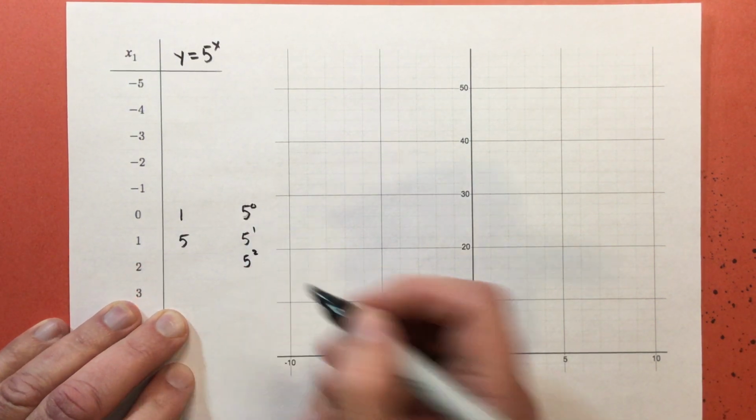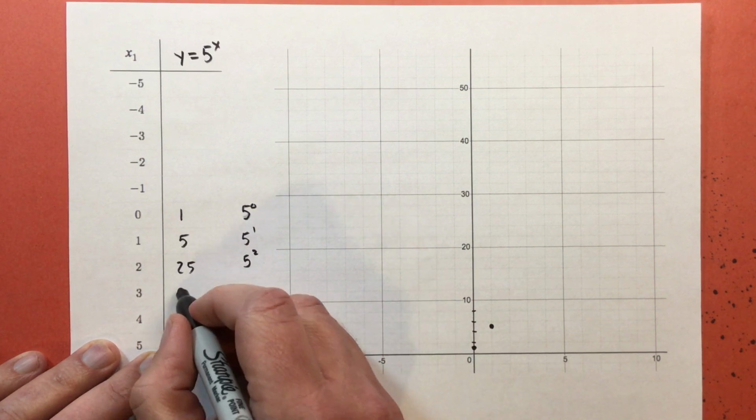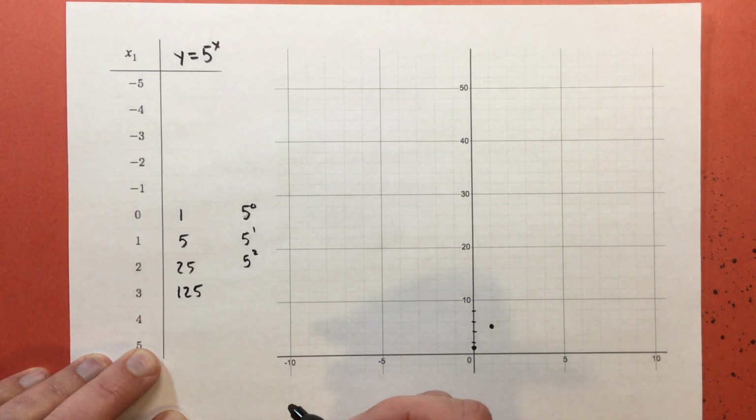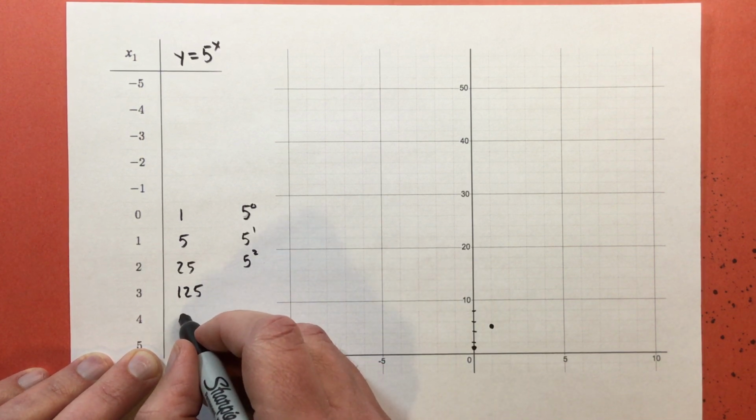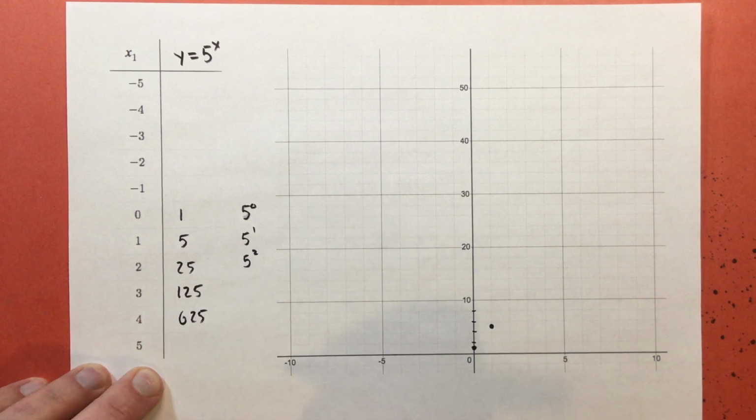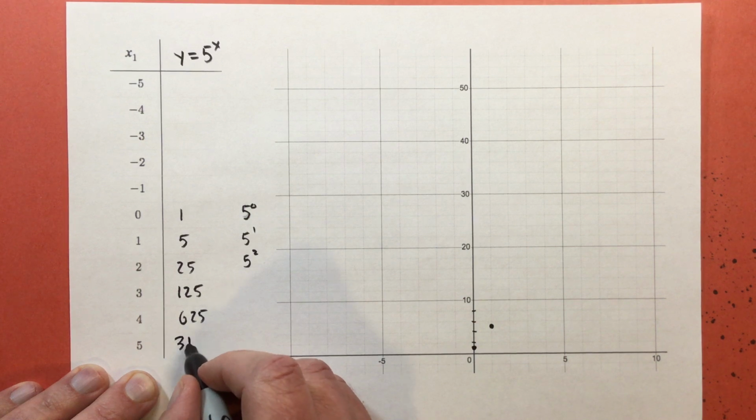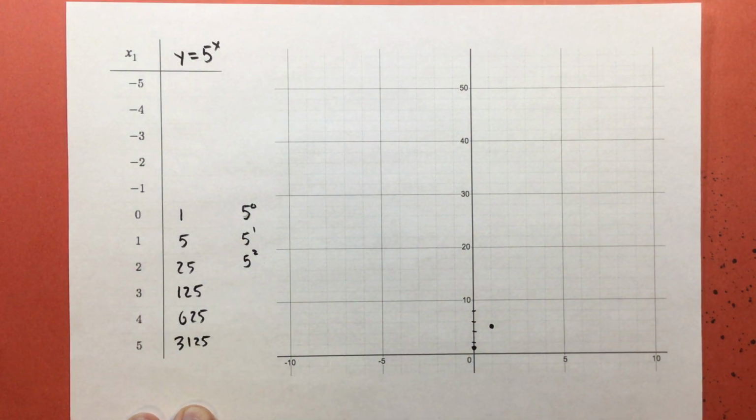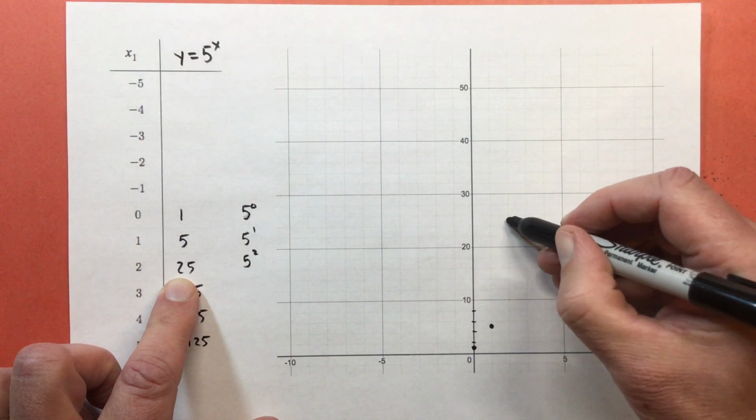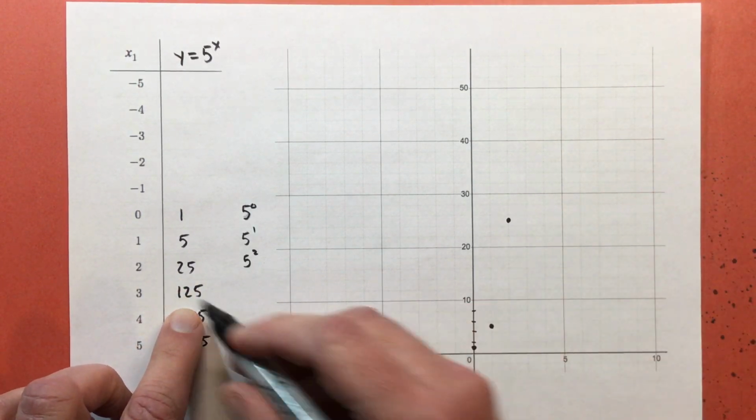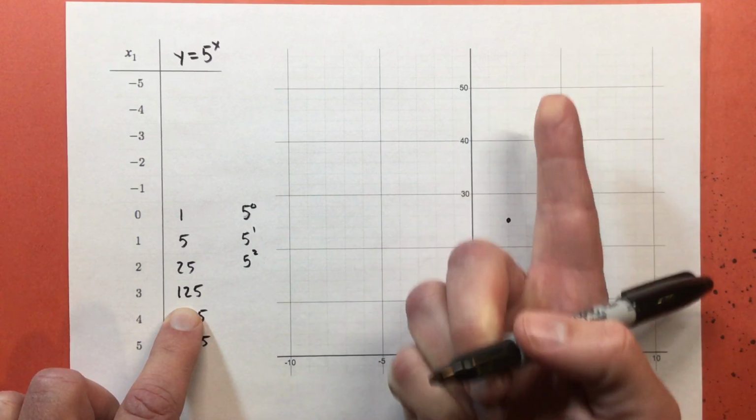This is going to be 5 to the second power, which is 25. 25 times 5, or 5 to the third power, is 125. 125 times 5, which is 5 to the fourth power, is 625. And we'll do one more. I know I'm off my graph now. This is 3,125. So what can I graph here? 2 gives 25, which is right here. And 3 gives 125, which is way far up there someplace.